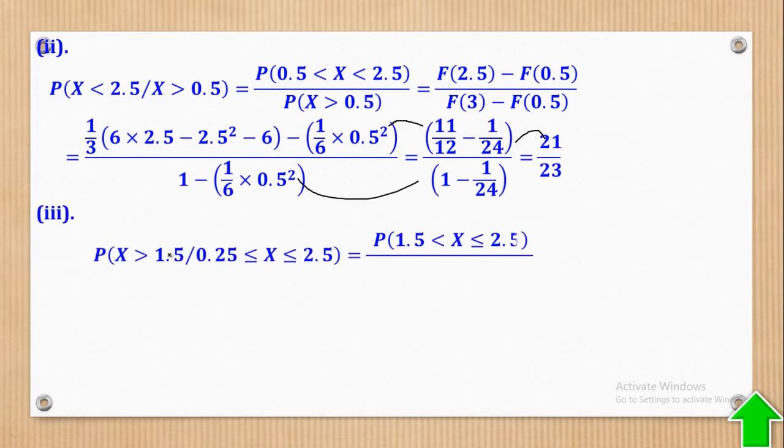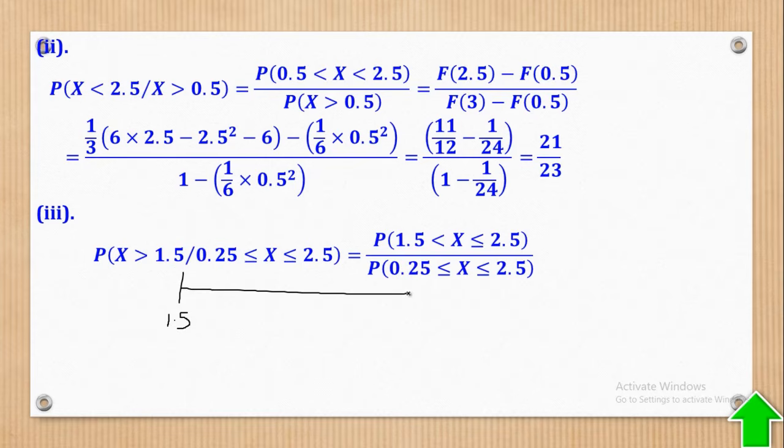Now we shall go to Roman 3. Roman 3 is still a conditional probability. We have to get the intersection. So first of all, like I said, you have to get something like a number line. So 1.5, they said x greater than, so it goes in this direction. But you also have 2.5 and 0.5.